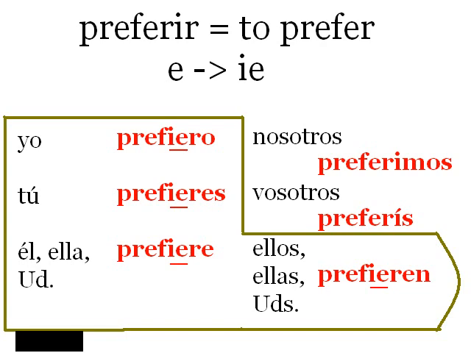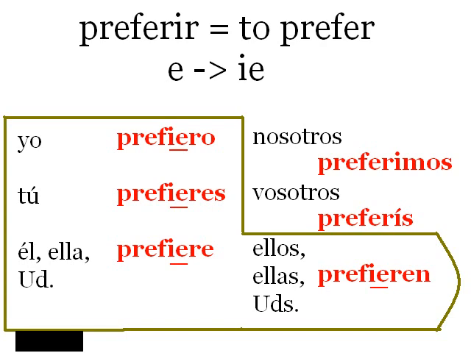As we said before, the changes in the stem only occur in the yo, tú, él, ella, usted, and ellos, ellas, ustedes forms. There are no changes in the nosotros and vosotros forms. This is why stem-changing verbs are commonly referred to as boot verbs, as a boot can be drawn around the forms for which the stem changes occur.